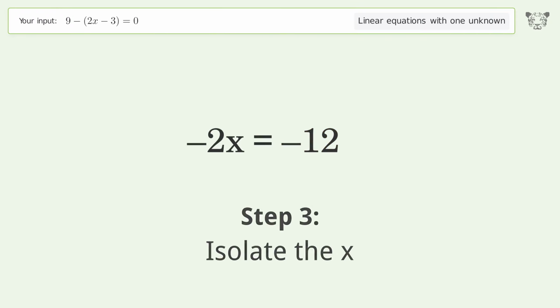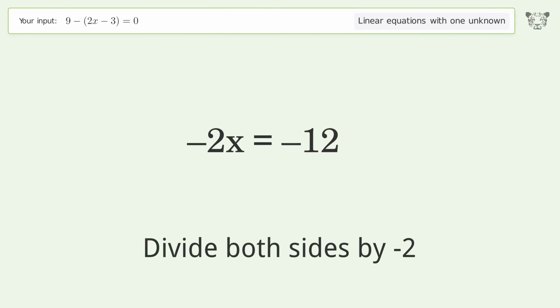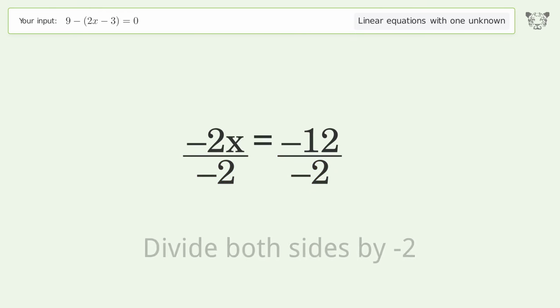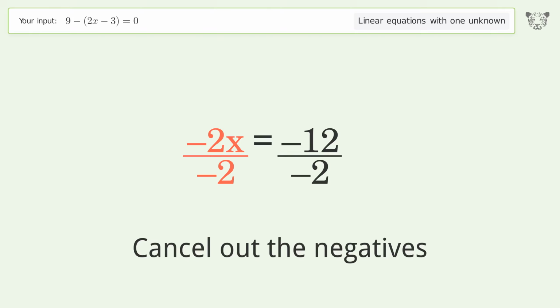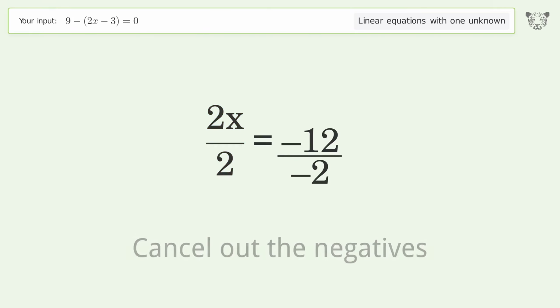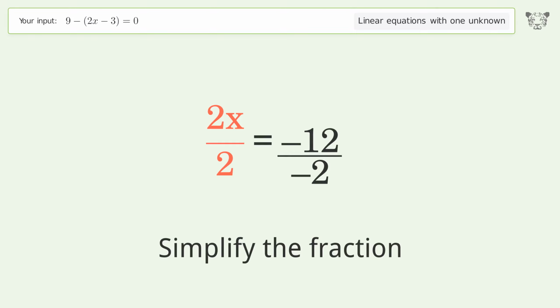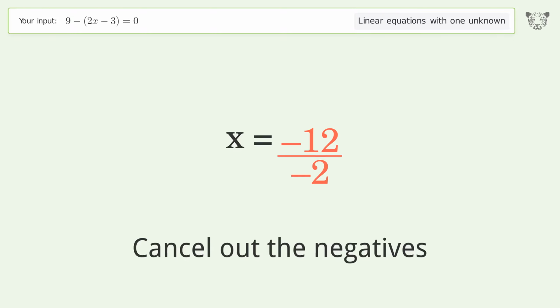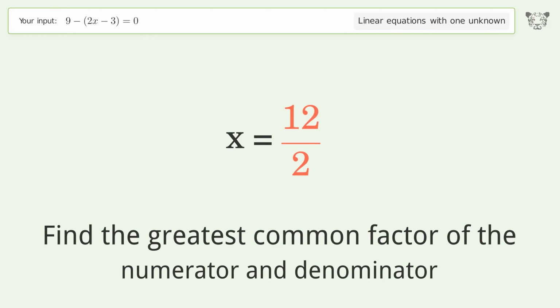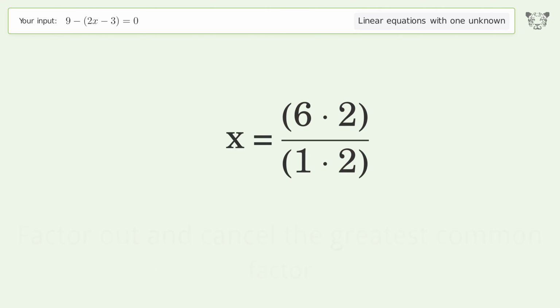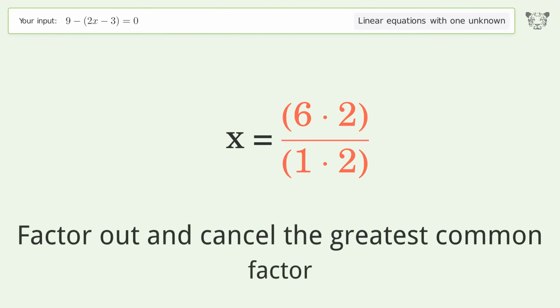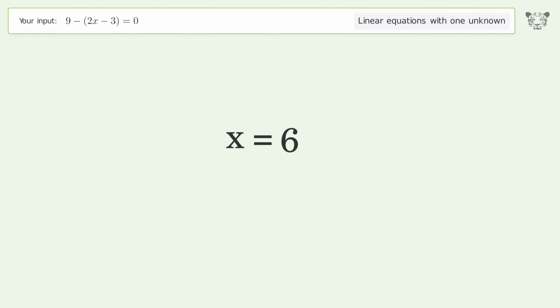Isolate the x. Divide both sides by -2. Cancel out the negatives. Simplify the fraction. Cancel out the negatives. Find the greatest common factor of the numerator and denominator. Factor out and cancel the greatest common factor. And so the final result is x equals 6.